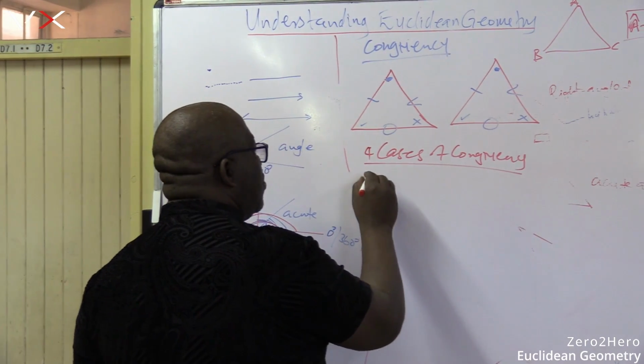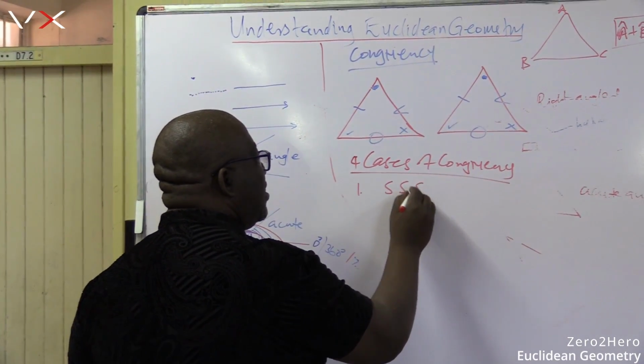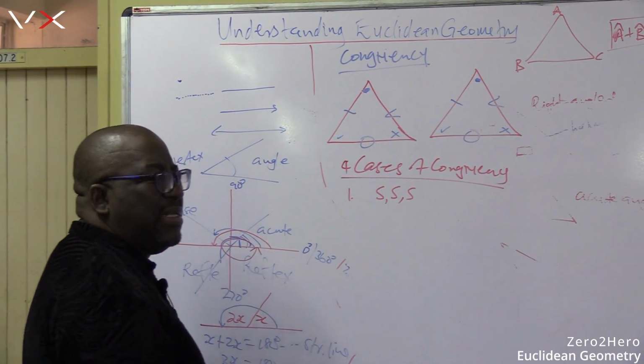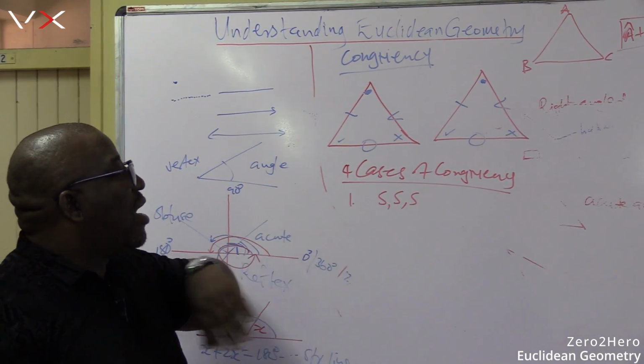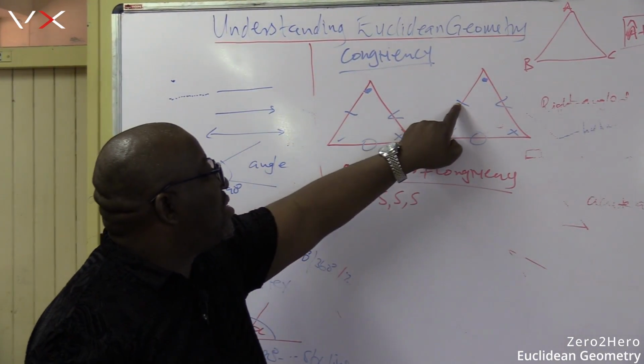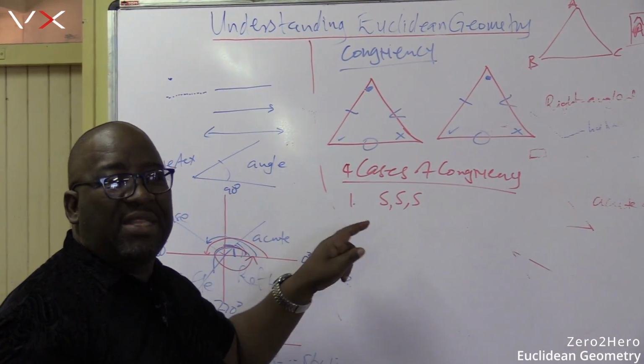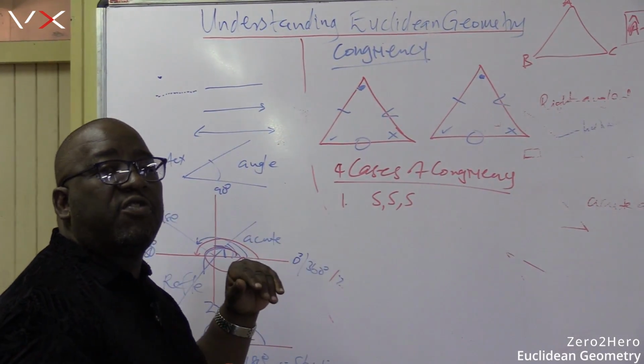I'll quickly go over them. One, it's side, side, side. What do you mean by side, side, side? We mean if I've got 2 triangles, I've got to show that this side is the same as this side. That's the first side. So side compares 2 sides of 2 triangles.